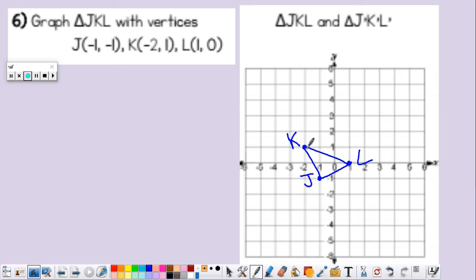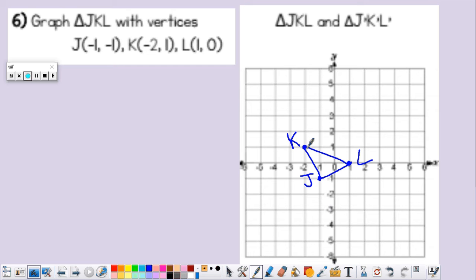Enlargement. Okay, so I want you to go down to number 10, and I want you to circle that it's an enlargement, because of the scale factor of 2.5. A scale factor of 2.5 is greater than 1, so it's going to give us an enlargement.